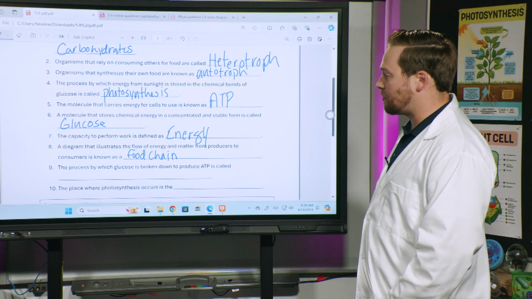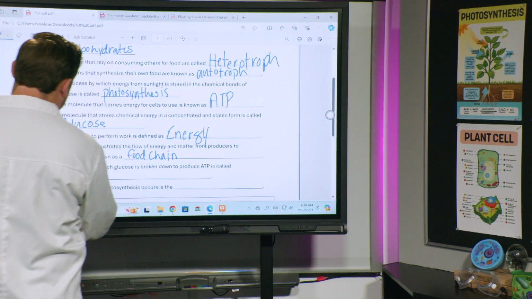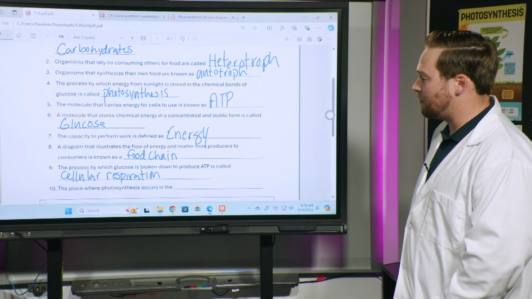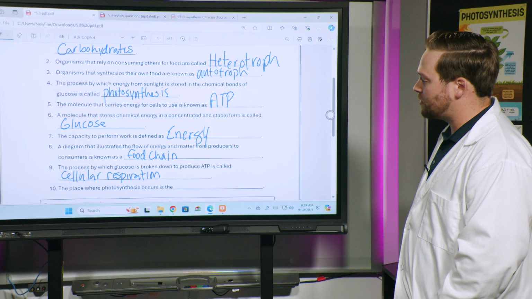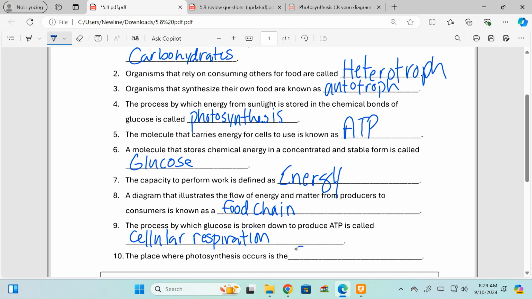So 9 says, the process by which glucose is broken down to produce ATP is called what? Well, this whole process is called cellular respiration. Cellular respiration. Okay, and then the last one here before we move on to the bottom, 10, this says the place where photosynthesis occurs is the what? Well, photosynthesis happens in the chloroplast. Okay, great. So those were 1 through 10.